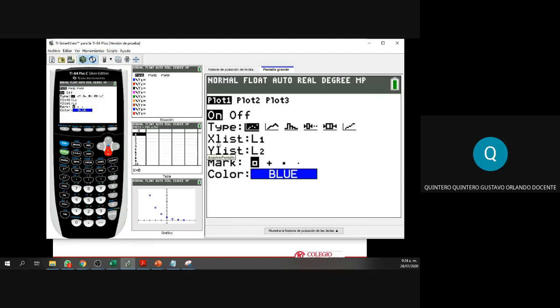All right. For X list, make sure it's on list 1. And for Y list, make sure it is on list 2. Because those are the positions on the table that we put our data. If you change list 1 by any other list, then the function is not going to work, right? The graph is not going to work.